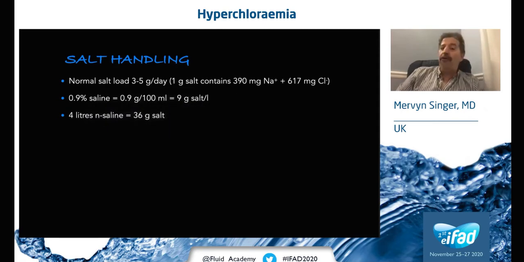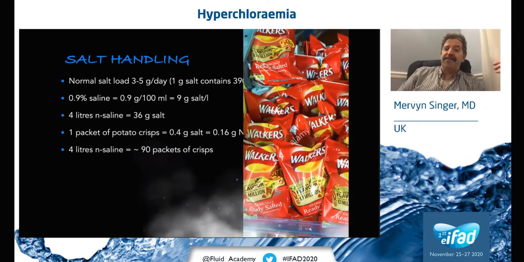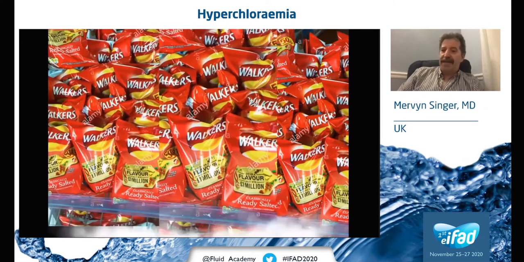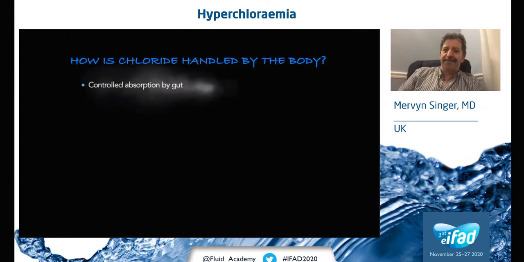So if we give 4 litres of saline as resuscitation to a patient, we're giving 36 grams of salt. To put that into equatable terms, a packet of crisps contains 0.4 grams of salt. So 4 litres of saline gives 90 packets of crisps. That's a hell of a lot of crisps for 4 litres of saline.